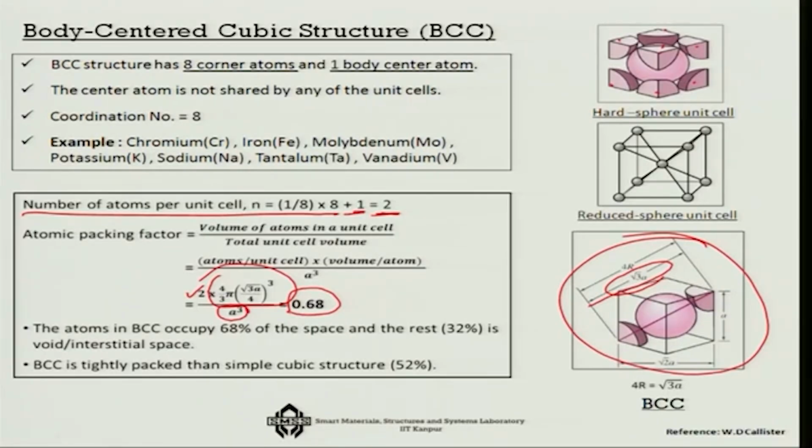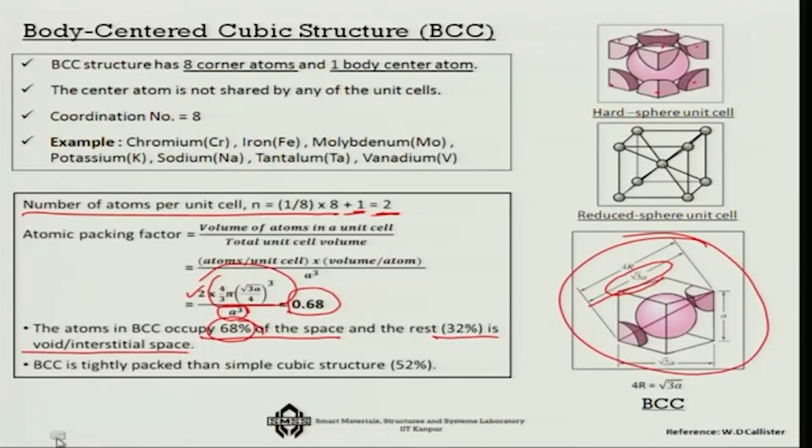That means 68% of the space is now occupied and 32% space will remain as a void or as an interstitial space. So, compare this with a simple cubic structure which has only 52% space. So, naturally this is a much more compact system.